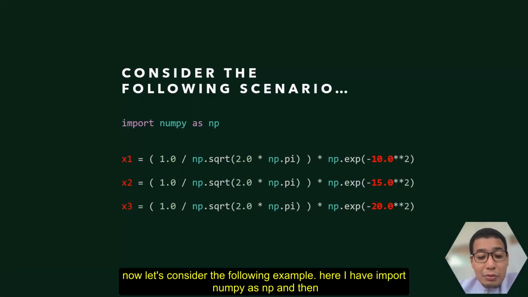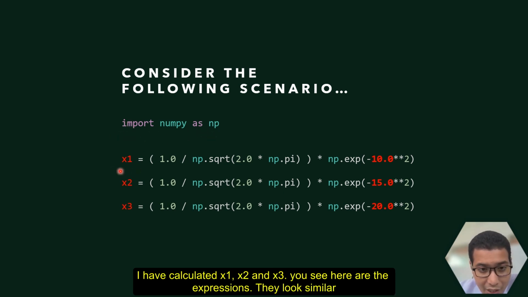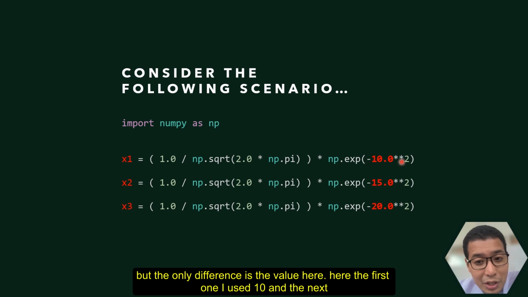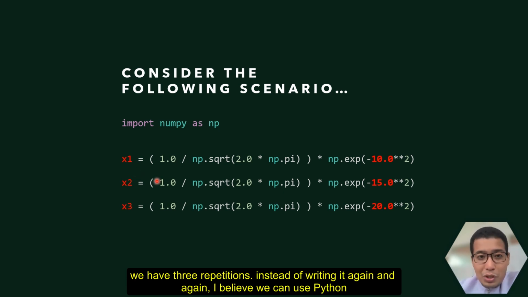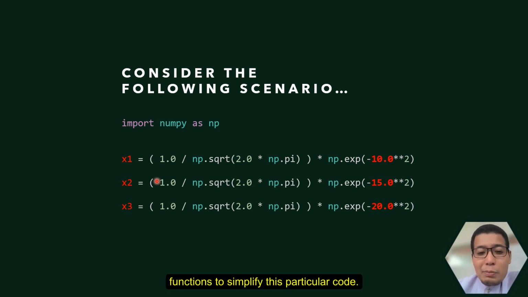Now, let's consider the following example. Here I have import numpy as np, and then I've calculated x1, x2, and x3. So you see here are the expressions. They look similar, but the only difference is the value here. The first one I've used 10, and the next is 15, and then 20. But here we are repeating a complex expression multiple times. Here we have three repetitions. Instead of writing it again and again, I believe we can use Python functions to simplify this particular code.